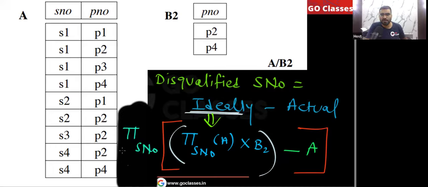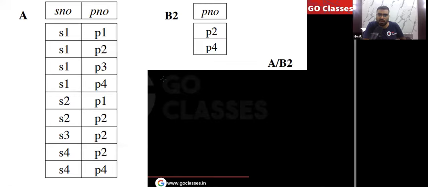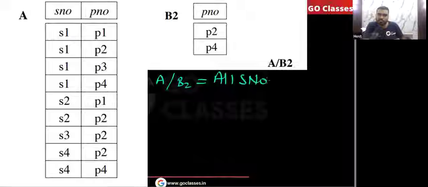Is this clear? Please tell me, did you understand or not? Let me know. These are the S numbers which are disqualified. Now you know the answer. The answer is A divided by B2. That is equal to all S numbers minus disqualified S numbers.